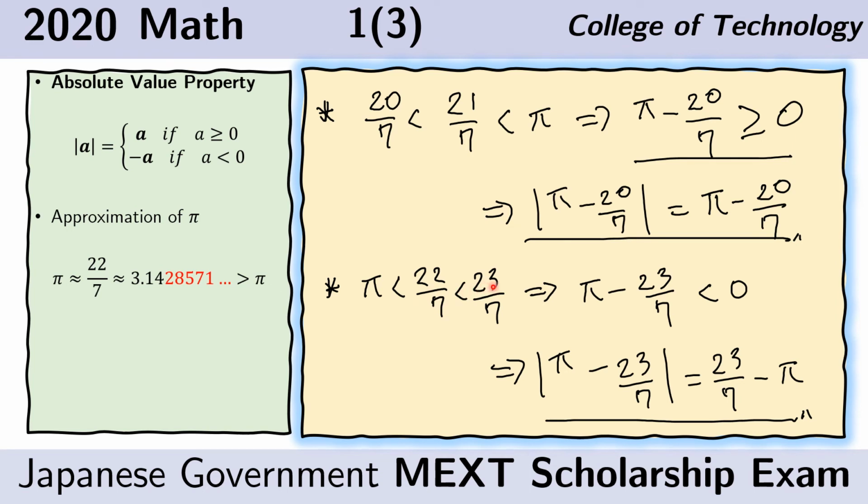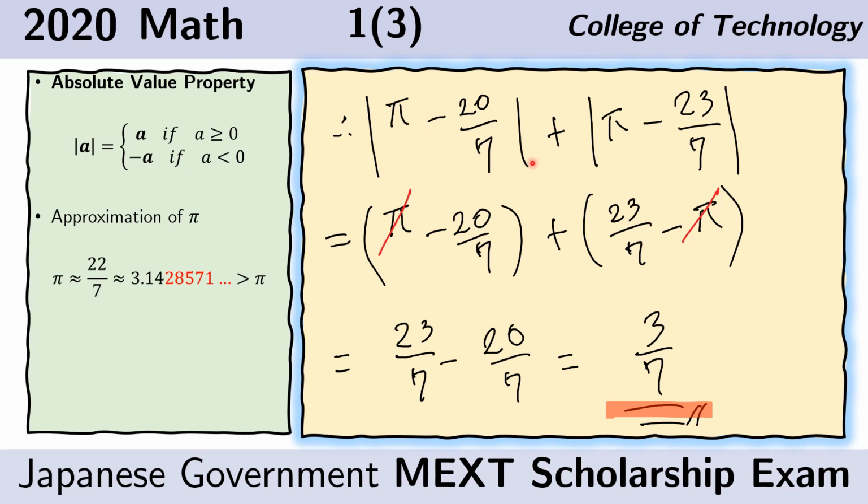But we also know that 23 is greater than 22. And so 23 over 7 is greater than 22 over 7. Therefore, we can say that pi is less than 23 over 7. And if we move the 23 over 7 to the other side, we get this. We see that pi minus 23 over 7 is less than 0. In other words, it's negative. And so we get this second case here. And so to remove the absolute value symbol, we need to attach a negative sign to this expression here. And if we distribute that negative sign, we get 23 over 7 minus pi.